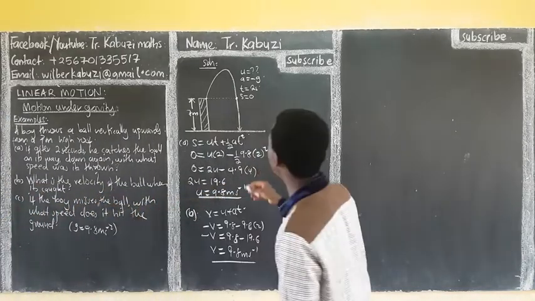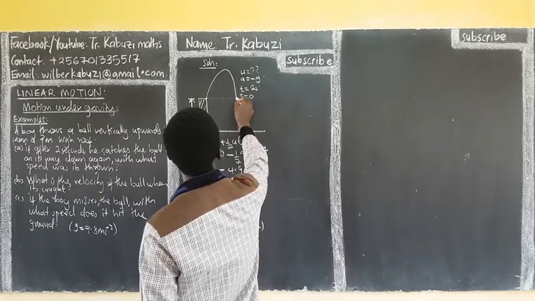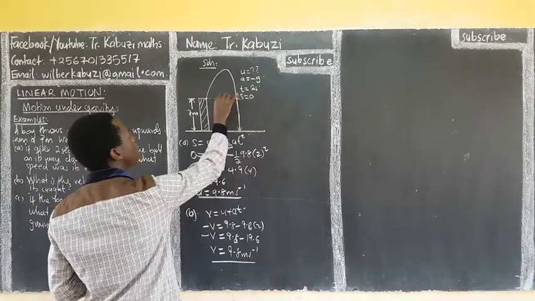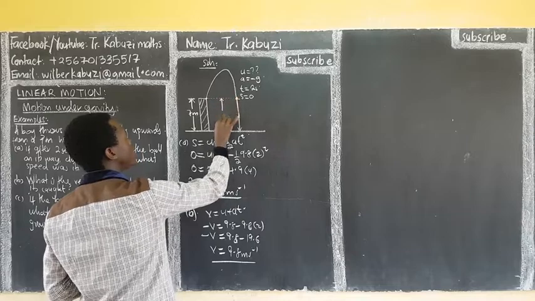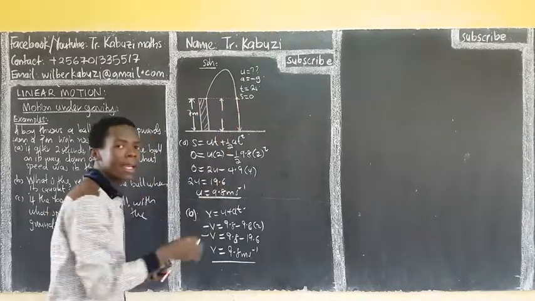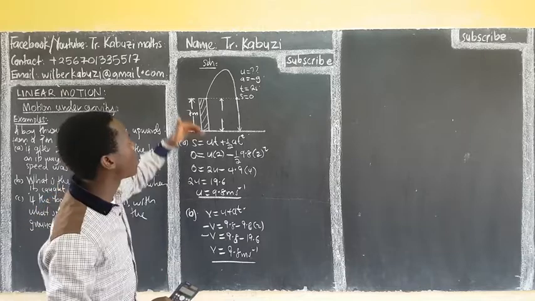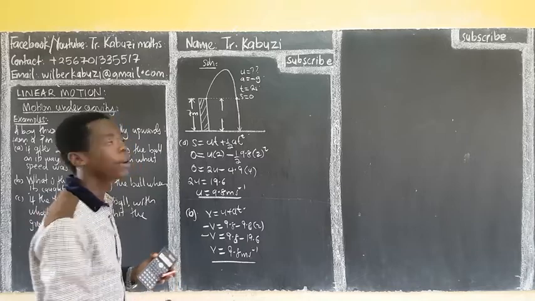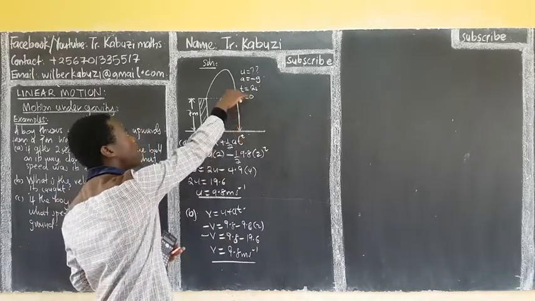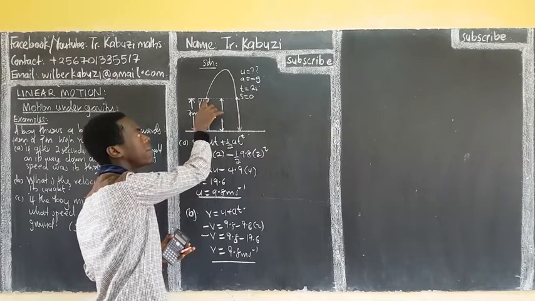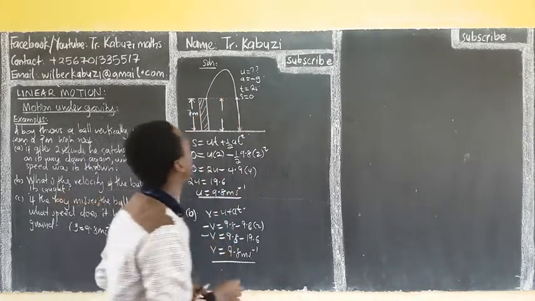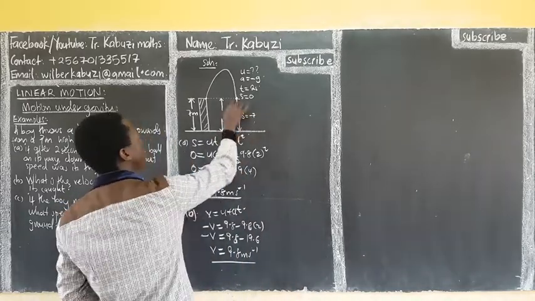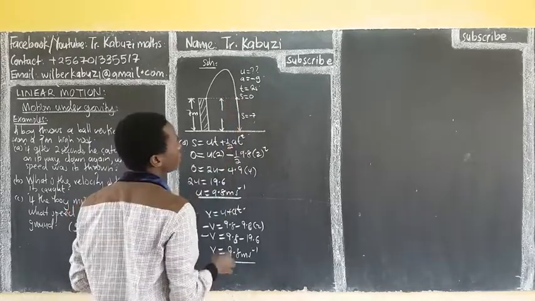Now, here, at this time, you start from here. When I look from here, the distance now is going to be negative, down from 0. So from here up to here, this distance, we are going to take it as negative because it's below the initial point. Whenever the distance you want is below the initial point, it's going to be negative. So that's why here, our s is going to be negative 7.